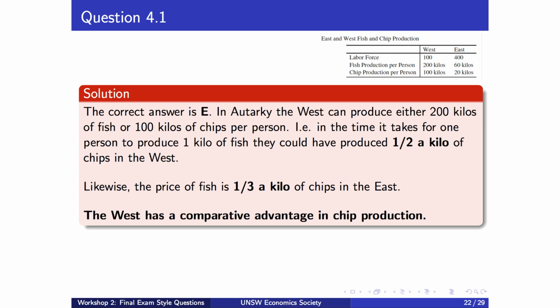The West has a comparative advantage in the good with the lowest opportunity cost. From this, we can see that the East has the comparative advantage in producing fish, since they only have to give up a third of a kilo of chips as opposed to the West, who has to give up half a kilo of chips. Therefore, the West has a comparative advantage in chip production. The correct answer is E, none of the above.